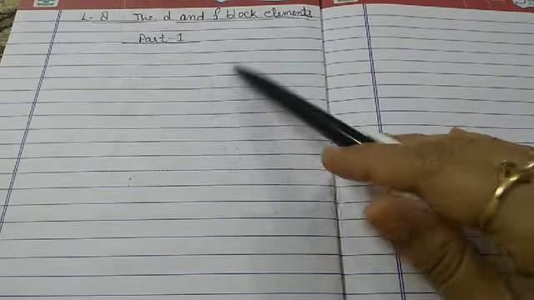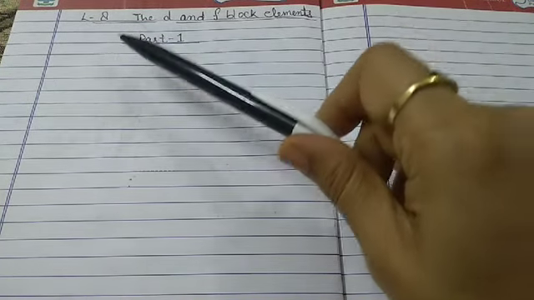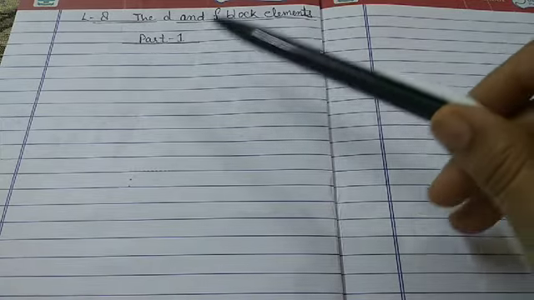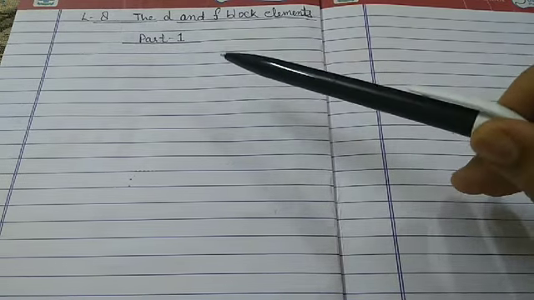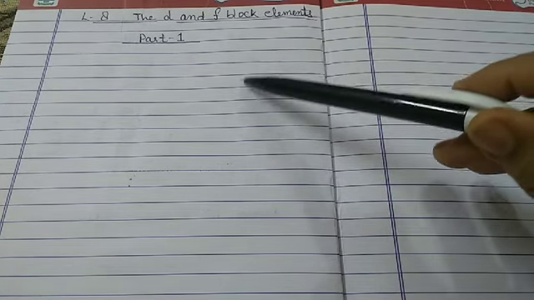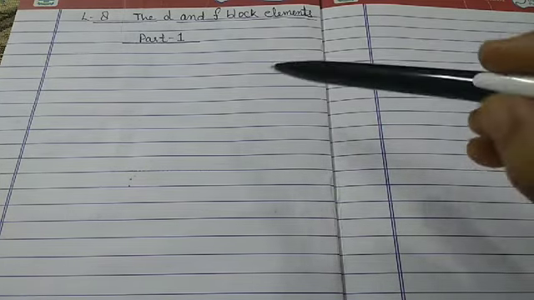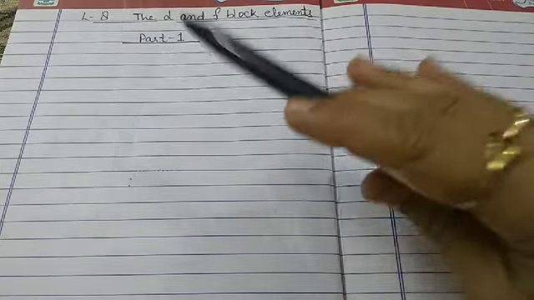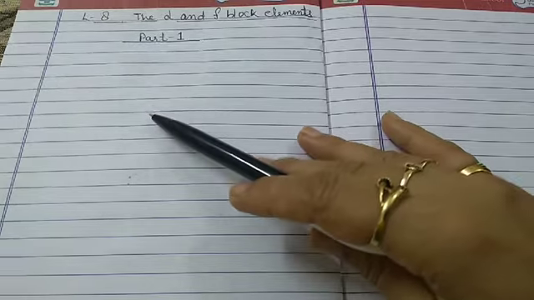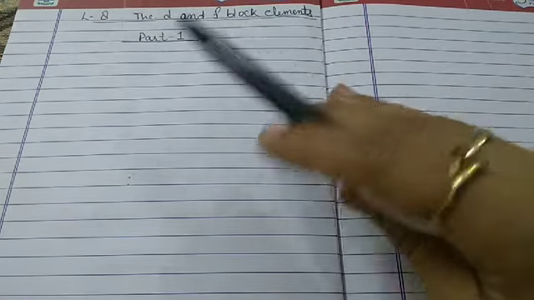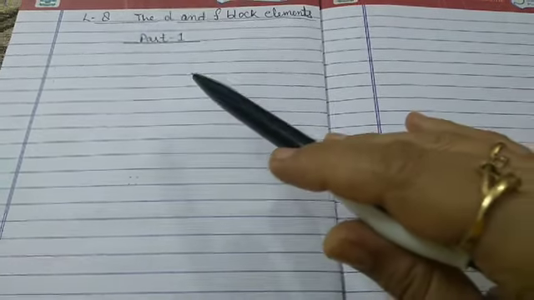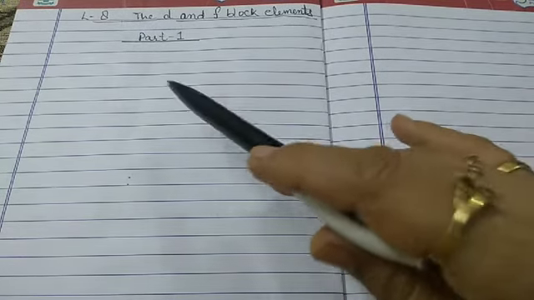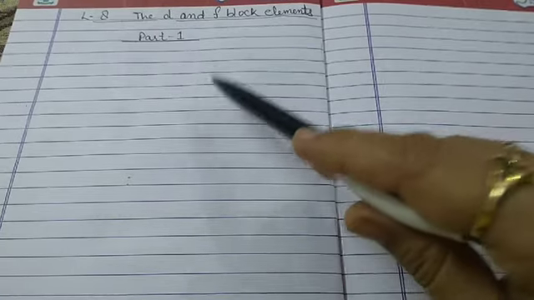Good morning, everyone. Today I am going to start a new lesson, lesson 8, the D and F block elements. This is part 1 of the D and F block elements. The D block consists of elements lying between the S and P block, that is between group 2 and group 13.